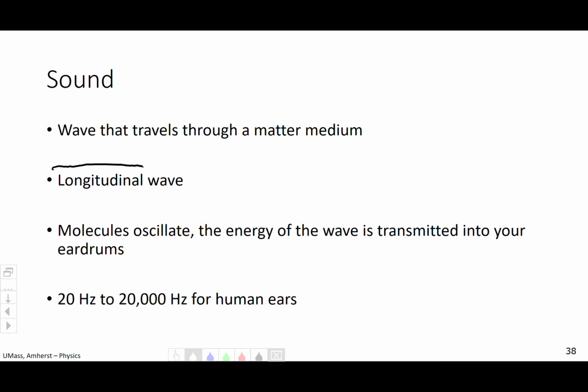However, back to sound in our day-to-day lives. Sound is a longitudinal wave. It's called a pressure wave. The molecules oscillate back and forth. The air molecules oscillate, and the energy of the wave hits your eardrums. We can hear 20 to 20,000 hertz. That is the maximum and minimum frequencies that we can hear. However, our normal day-to-day sound range is within the single thousands, if memory serves.